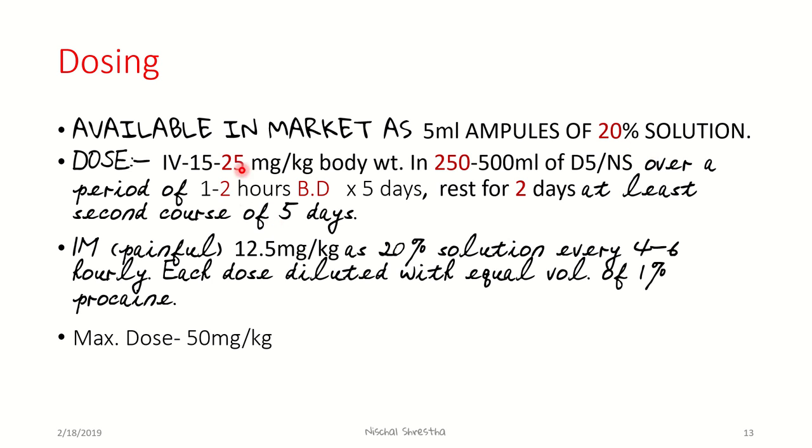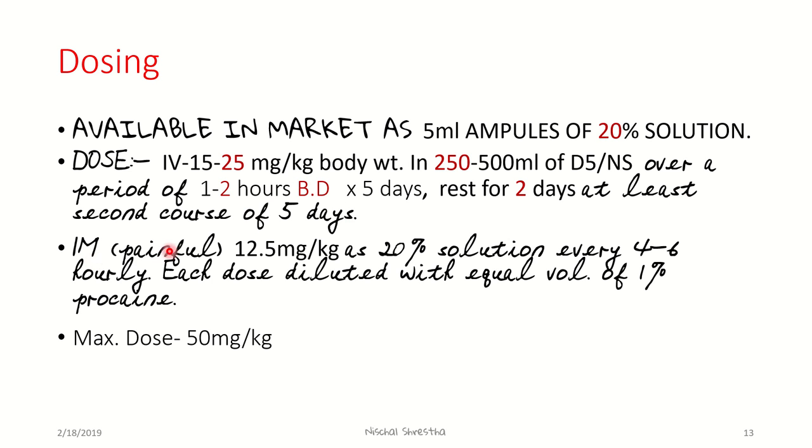Over a period of 2 hours, twice a day for 5 days. And a gap is to be maintained for 2 days. Now again, a second course for 5 days is to be started. So we have to remember just 2 and 5. 5 ampules are available. Dose is 25 mg per kg in 250 ml over a period of 2 hours, twice a day for 5 days, and gap for 2 days, again a second course for 5 days.